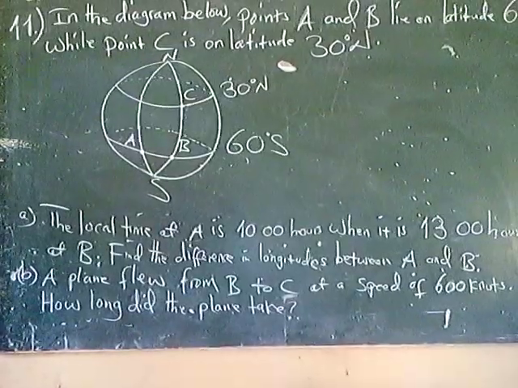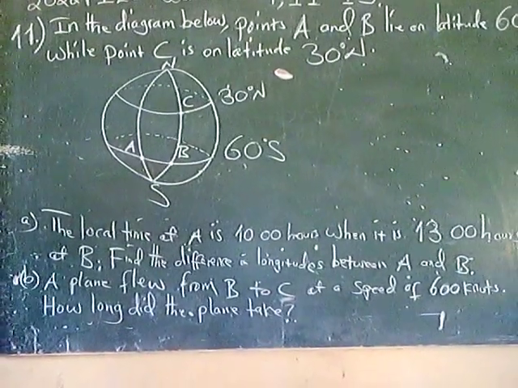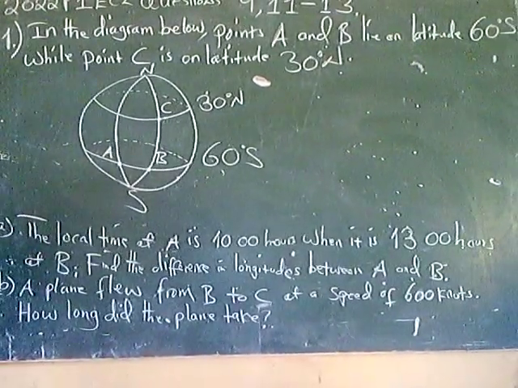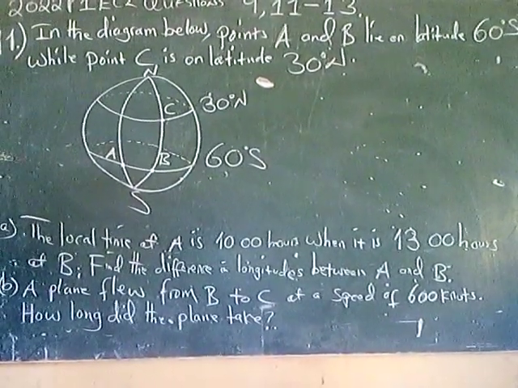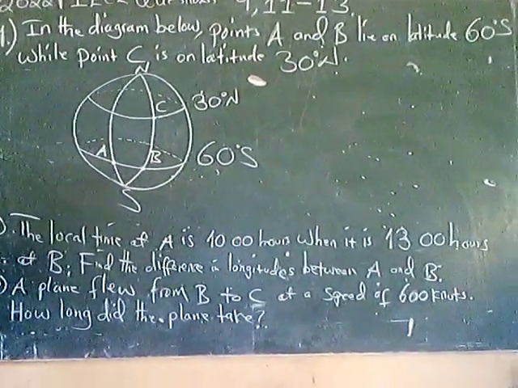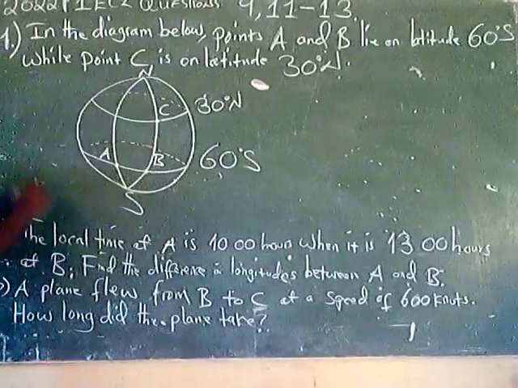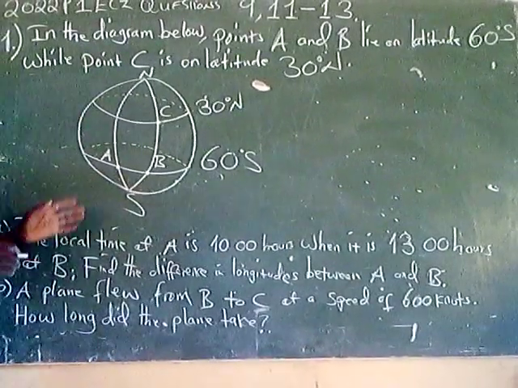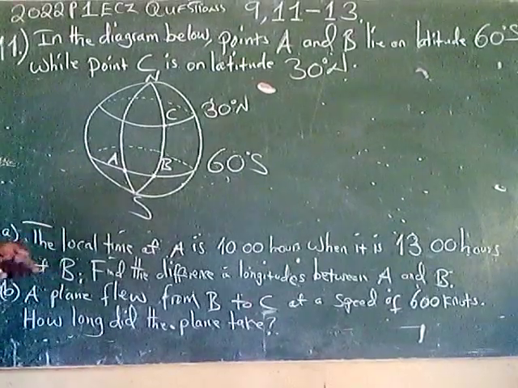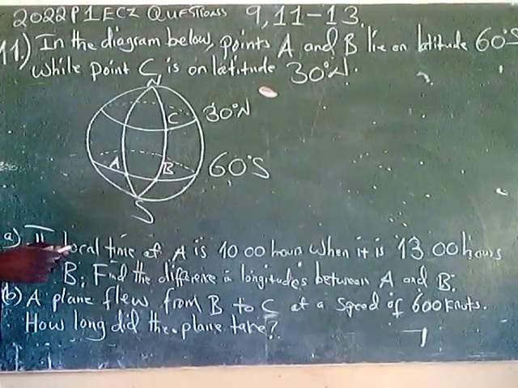And B lie on latitude 60 degrees south, while point C is on latitude 30 degrees north. So remember, this is earth geometry. In earth geometry, I'm able to say about this globe. This is an example of the globe or the earth, whereby we've been given what we call the latitudes. And as you know, the latitudes run from east to west.